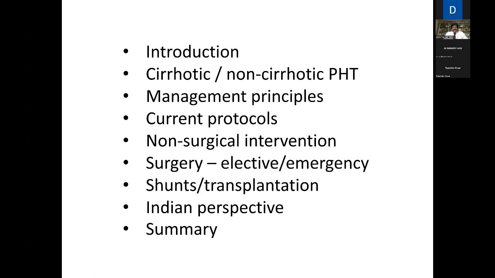I will briefly touch upon the management protocols and the current protocol of management of patients with portal hypertension. I'll also comment on what sort of elective or emergency surgery you perform in these patients, and if there are any non-surgical interventions one can undertake. Then, of course, the role of shunt surgery and transplantation, a word about the Indian perspective, and then I shall summarize.